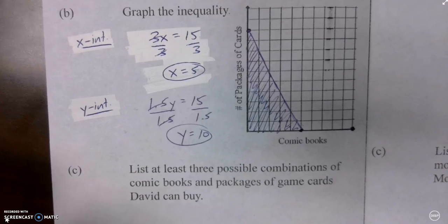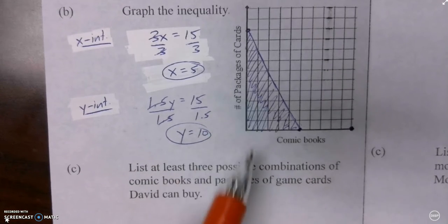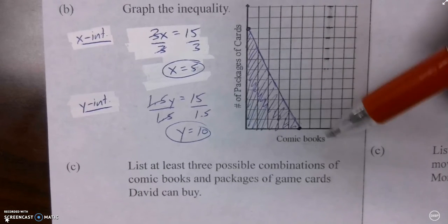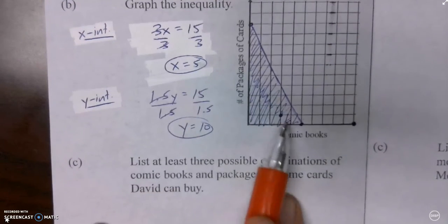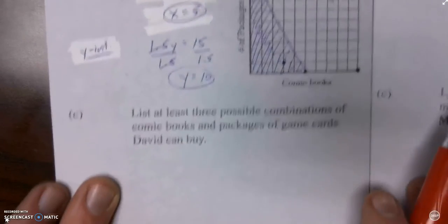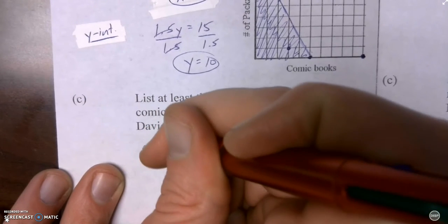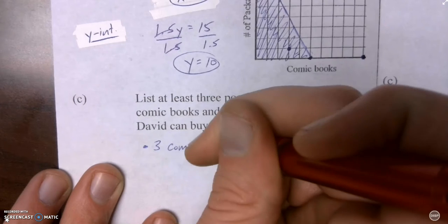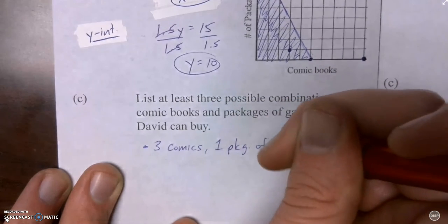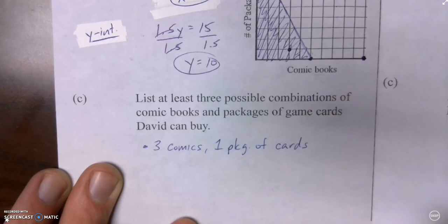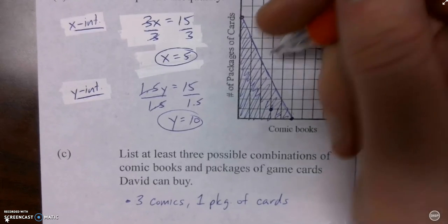Okay, welcome back. Let's see. You could have chosen any 3 points in the shaded part of this graph or on the line. So here's one that obviously works right here. That would be 3 comic books and 1 package of cards. So 3 comics and 1 package of game cards is an option.